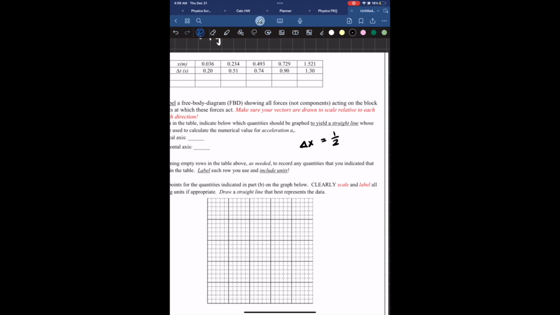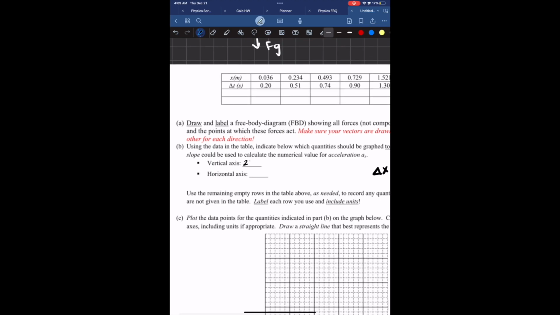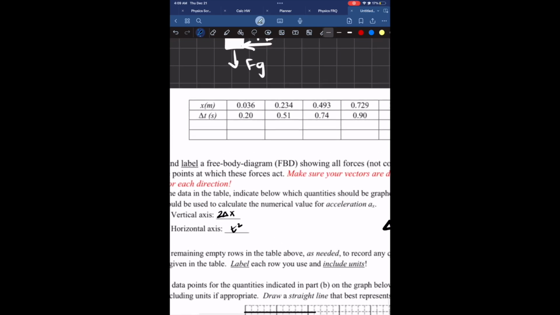And then when you consider the displacement in the x direction with no vi, it's going to be 1/2 at squared. And then when you isolate for acceleration, it's going to be 2 delta x over t squared, which is acceleration. And then, as we know, rise over run, so it's going to be 2 delta x on the vertical and then t squared on the horizontal.